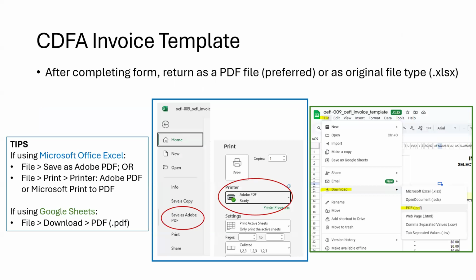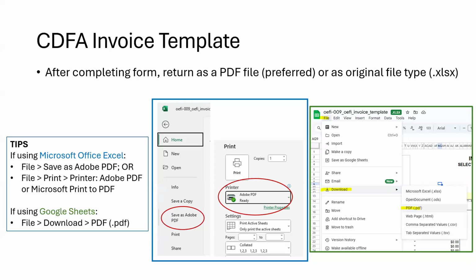The CDFA invoice template is provided to you as an Excel spreadsheet, which allows it to be edited, filled out, and for the automatic calculations to work. Once it is complete and ready to go, we prefer it be submitted as a PDF file. This helps keep your submission in a more locked form and allows us to add notes for further processing.